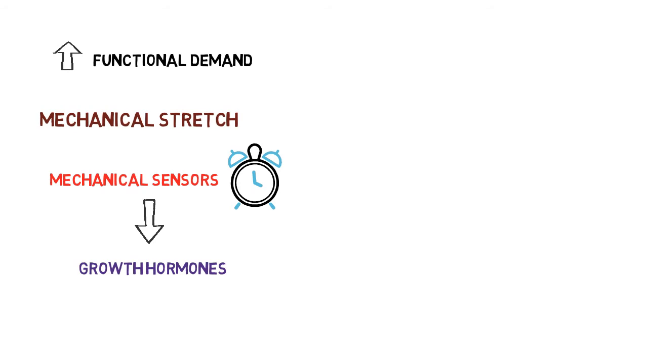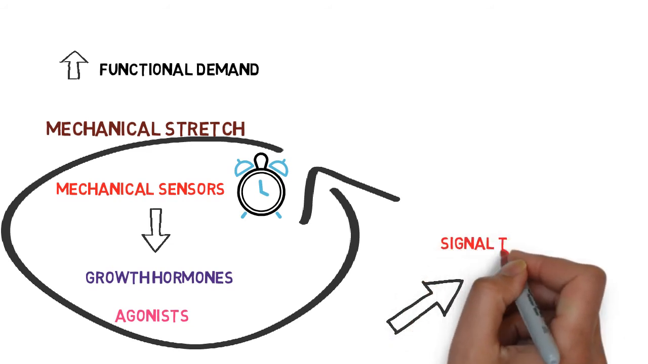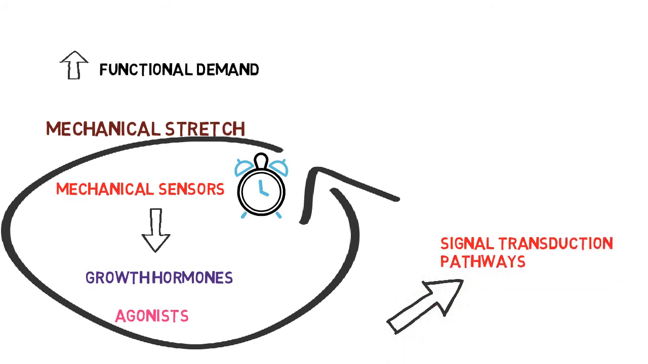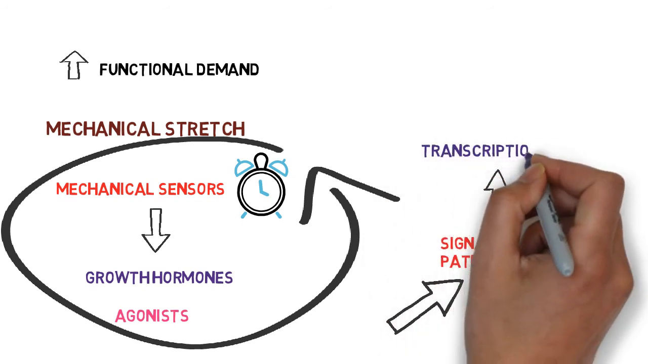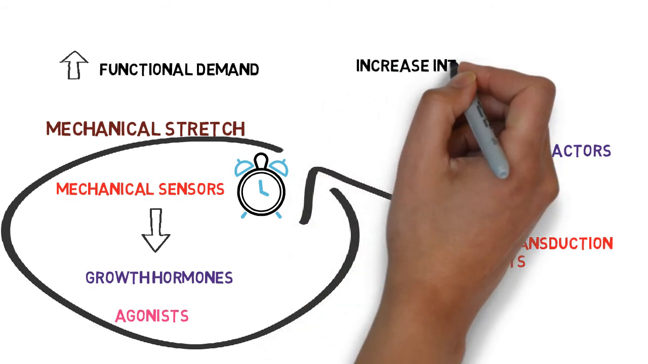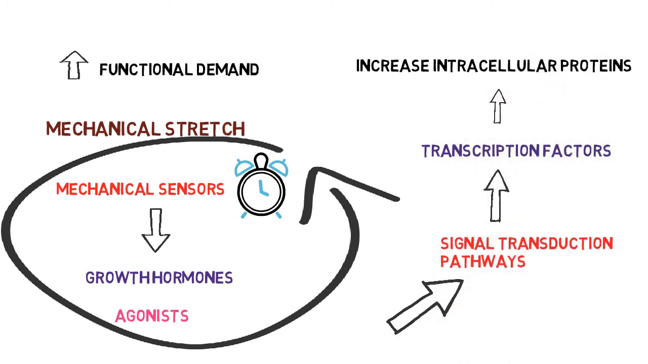Now, these mechanical sensors, agonists, and growth factors work together and activate signal transduction pathways, which are actually a series of molecular events occurring within the cells to produce a response. These signal transduction pathways will activate transcription factors. Transcription factors control the rate of transcription and protein synthesis. Now, the transcription factors work together and increase the synthesis of intracellular structural components, which are usually protein, which will lead to increased mechanical performance to manage the increased workload.